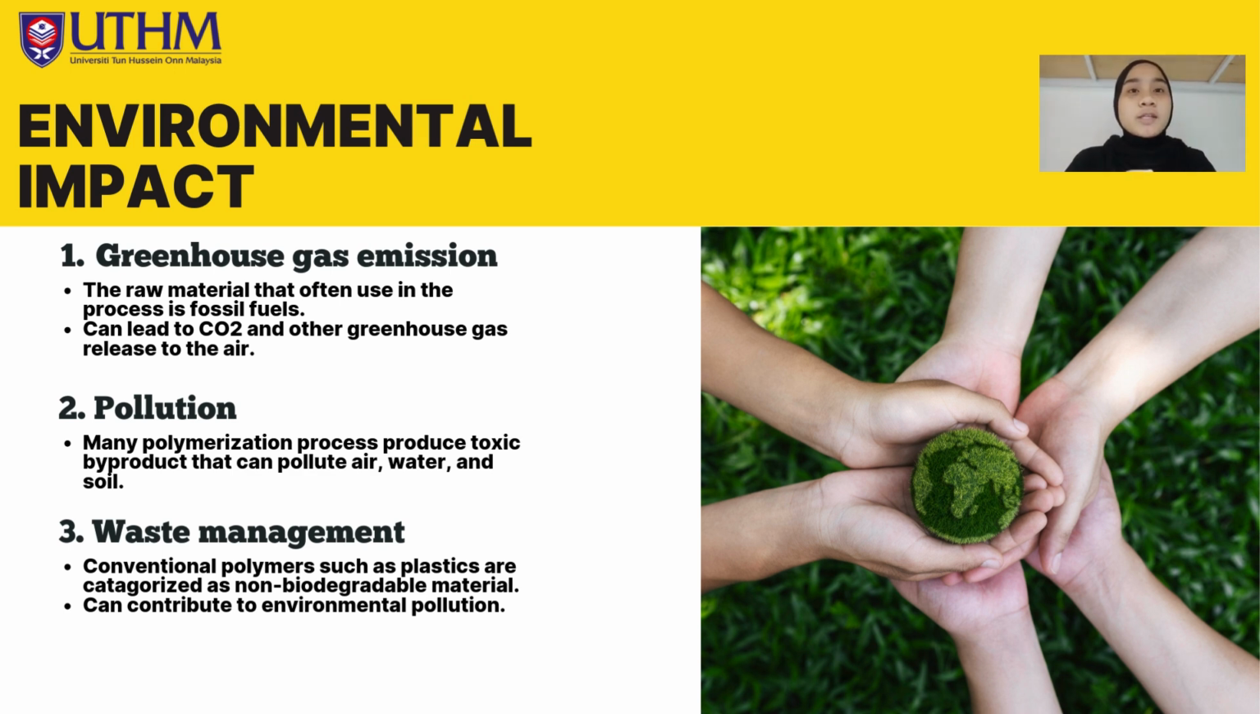First is greenhouse gas emission. Many industrial processes, including the production of polymers, often rely on fossil fuels like petroleum, coal, and natural gas as raw material. These fuels are extracted, processed, and used in the reaction of various chemicals and materials, including those for polymers. When fossil fuels are burned or processed, they release carbon dioxide, methane, and other greenhouse gases into the atmosphere. These gases trap heat in the Earth's atmosphere, contributing to global warming and climate change.